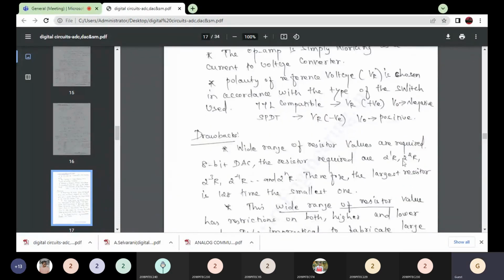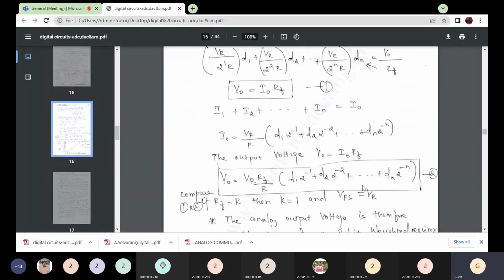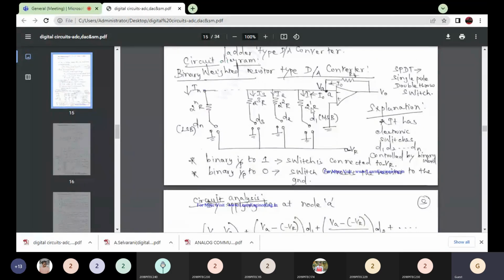What is the first disadvantage of this binary weighted resistor digital to analog converter? The binary weights are 2 power 1 to 2 power n, and the resistances are fixed resistances. So here it is 2R, here 4R, here 8R. Depending upon the power of 2, the resistance values are doubled.